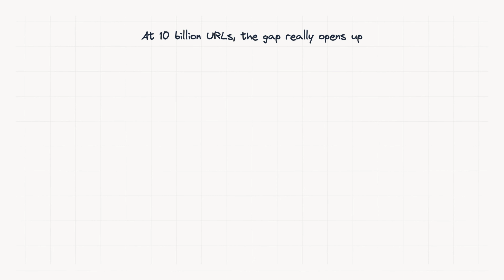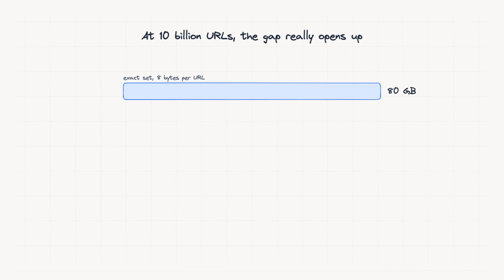At 10 billion URLs, the gap really opens up. The exact set stores 8 bytes per URL, so 10 billion URLs is 80 gigabytes, expensive even for a dedicated machine. The Bloom filter, at 14 bits per URL for that 0.1% rate, is 140 billion bits, which is about 18 gigabytes. That's over 60 gigabytes saved, and now the trade-off clearly pays off.